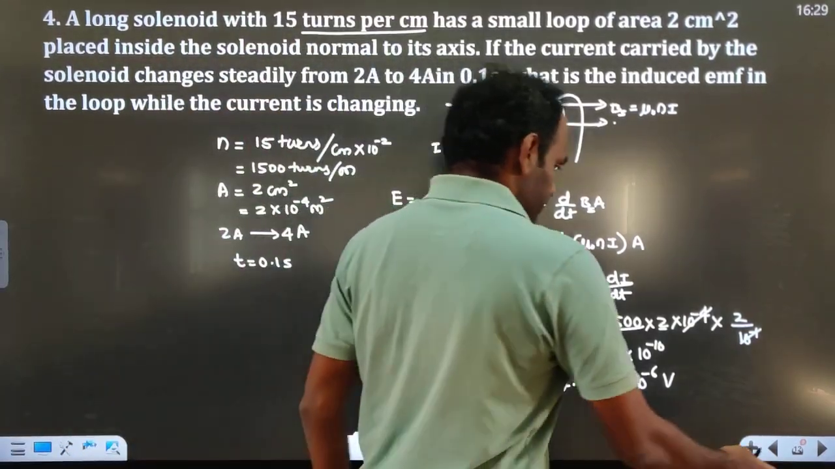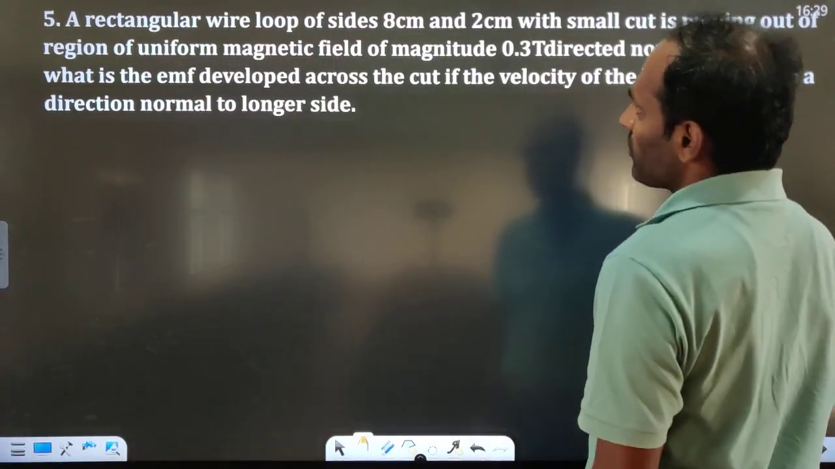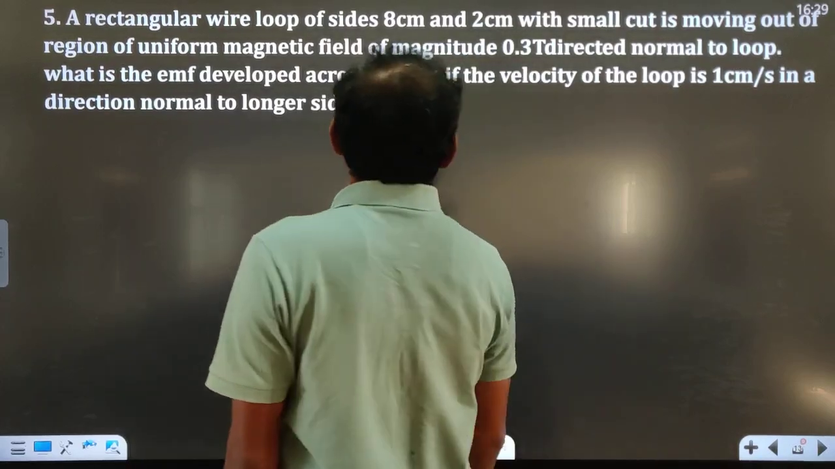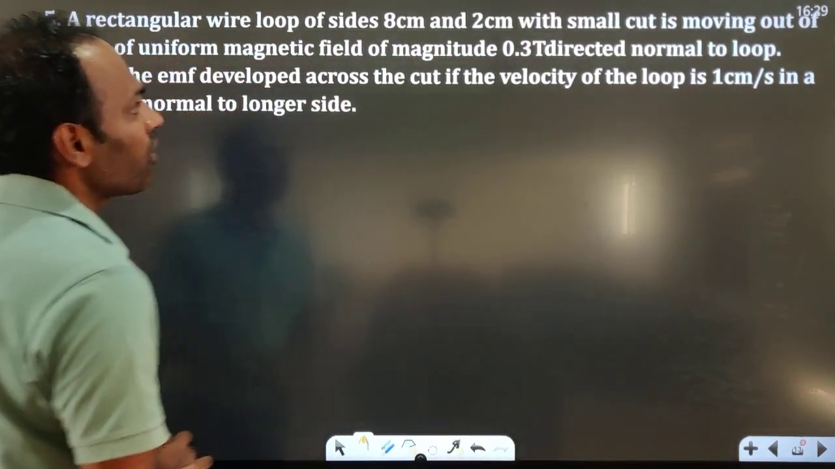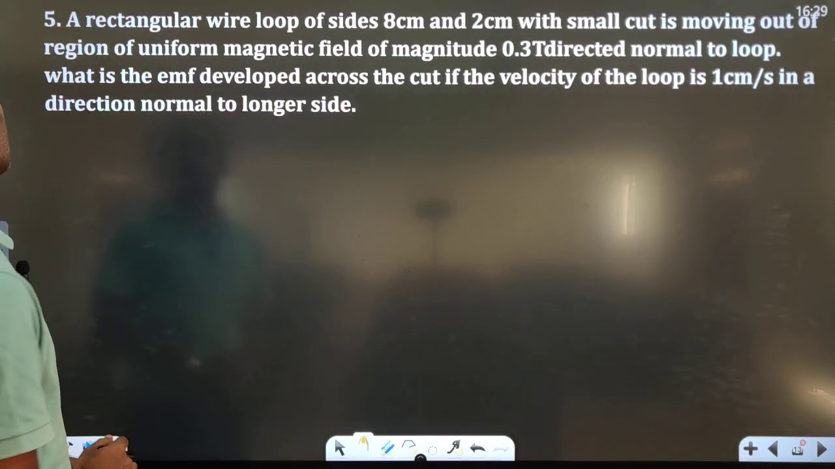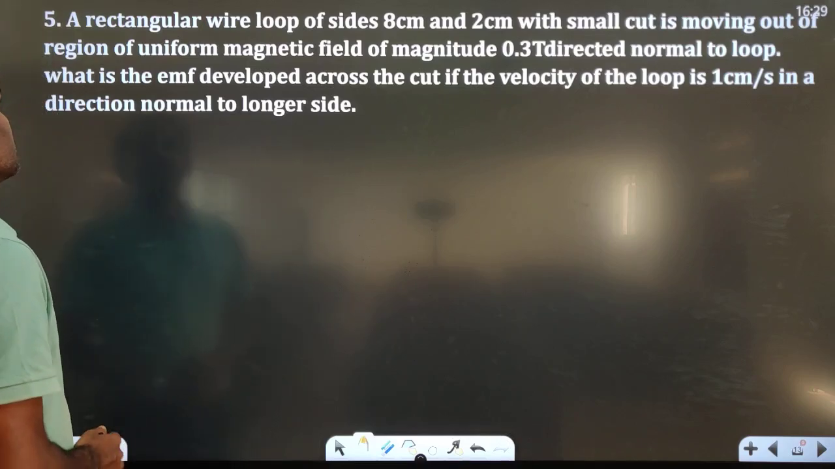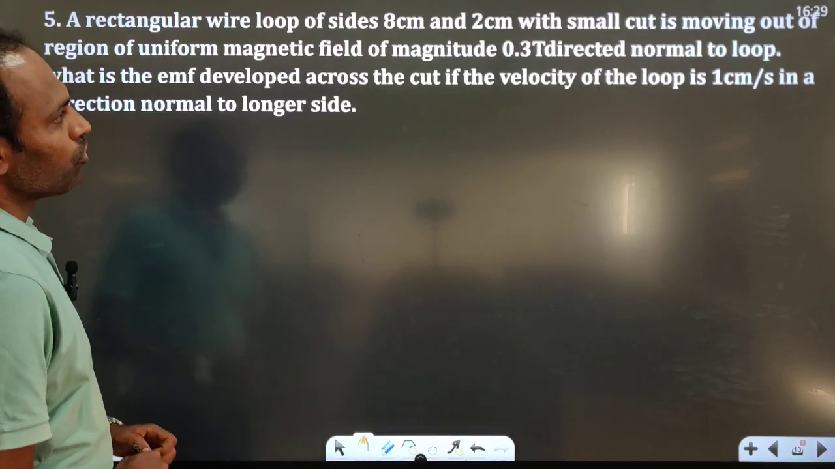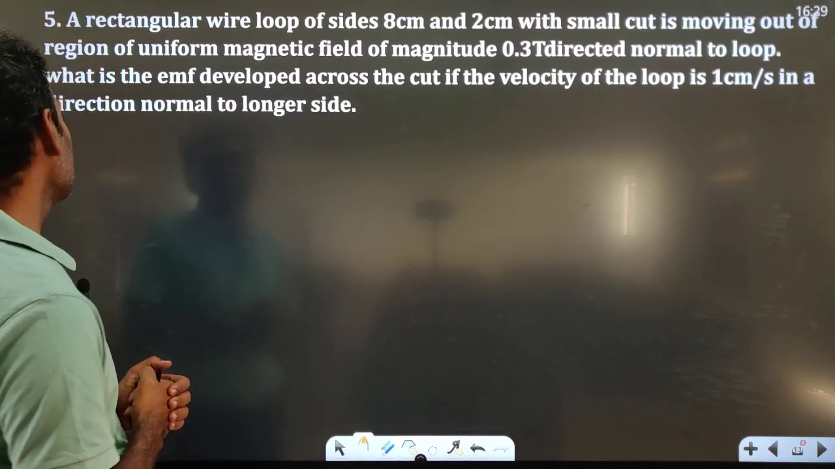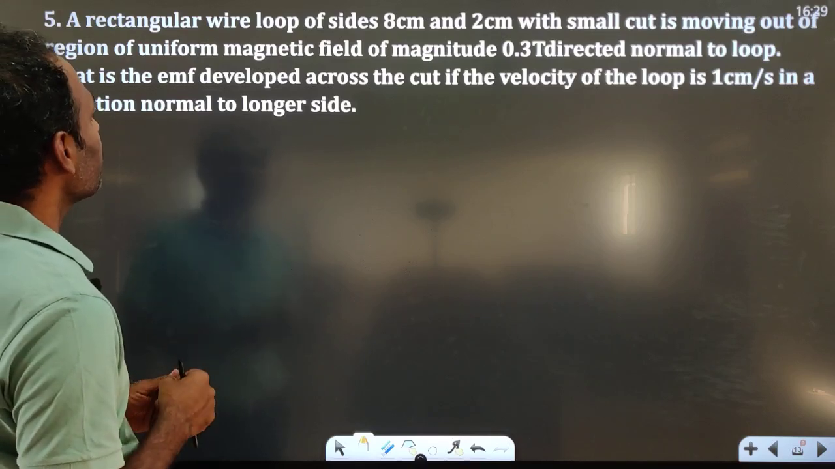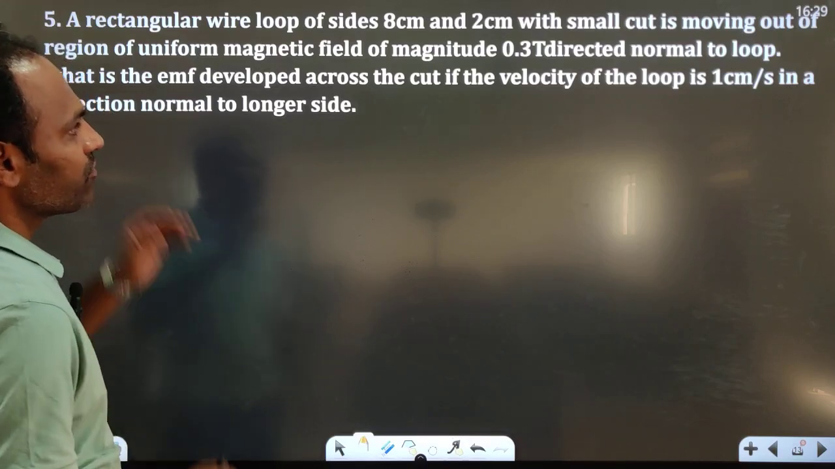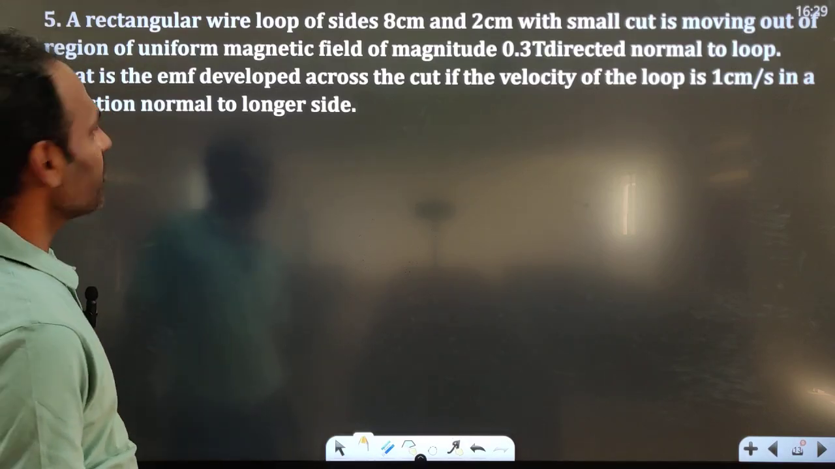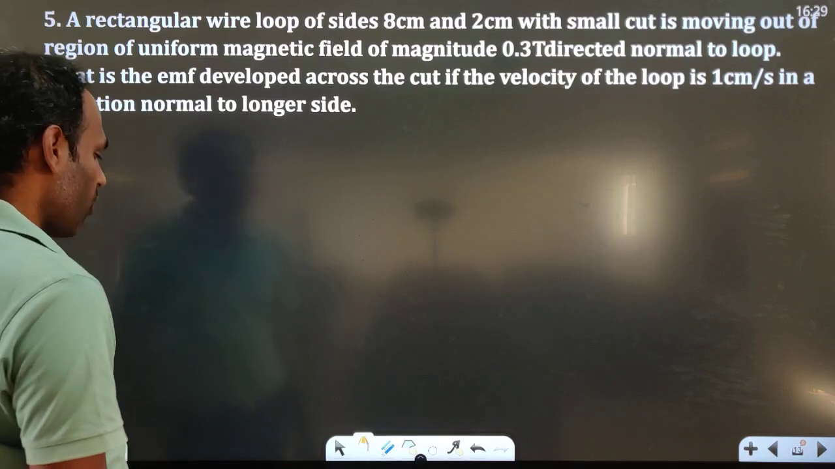Okay, we'll go to one more question. A rectangular wire loop of sides 8 cm and 2 cm with small cut is moving out of region of uniform magnetic field of magnitude 0.3 Tesla, directed normal to the loop. What is the EMF developed across the cut if the velocity of the loop is 1 cm per second in a direction normal to the longer side?